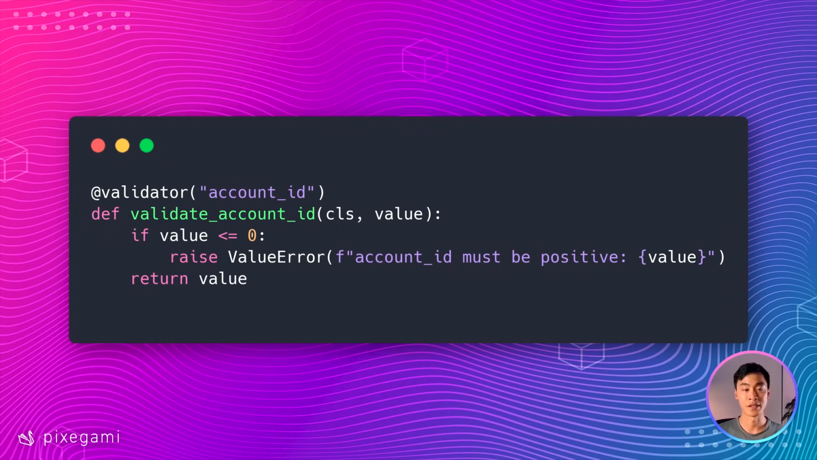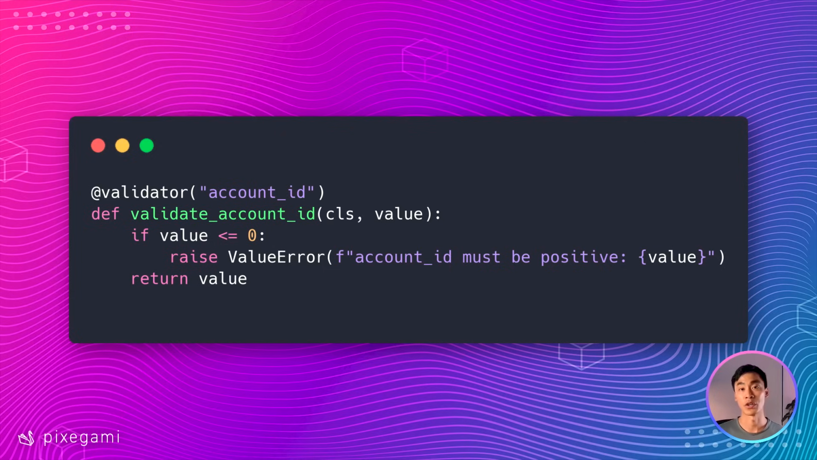First, we'll have to use this validator decorator from Pydantic, and then we write a custom function. So this is going to be a class function, and then inside the function, we can check if the value is less than or equal to 0, and if it is, we can raise a value error saying that this is not a valid value for this field.